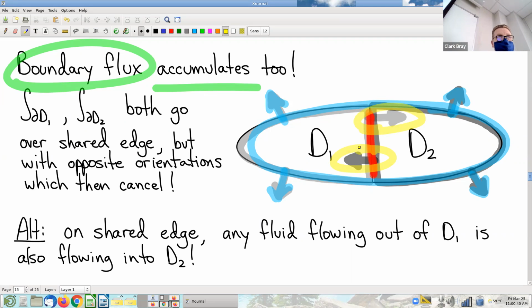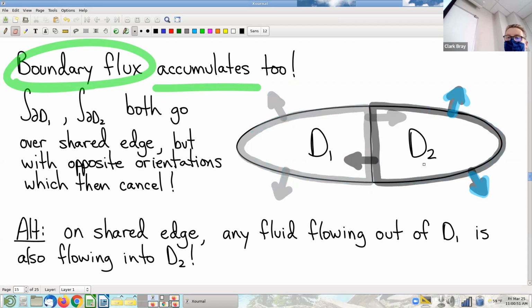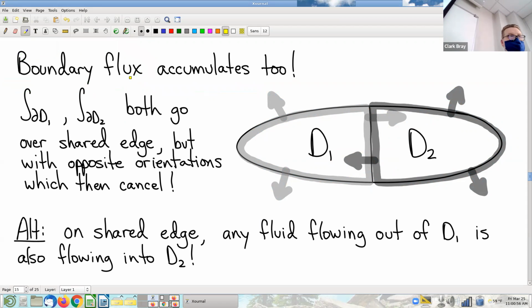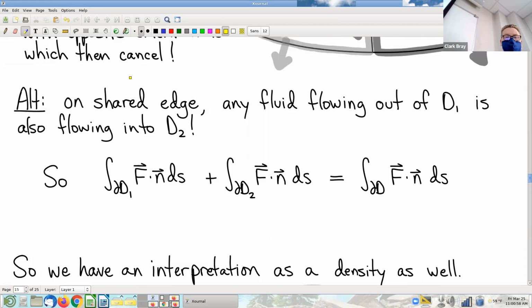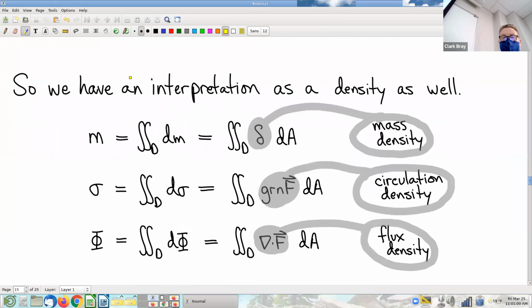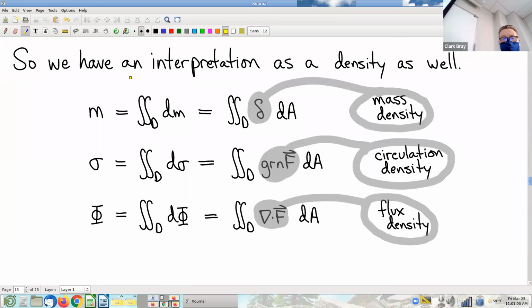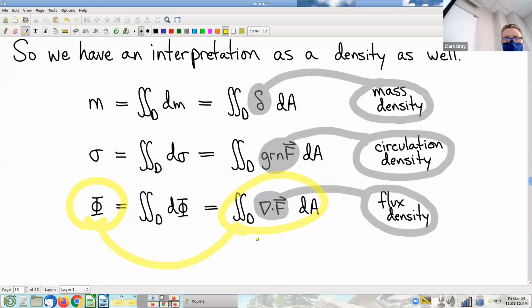What do you think? Everybody see how this works? Okay. So those canceling, we are left with exactly what we're supposed to. So boundary flux being an accumulating quantity, you can talk about its corresponding notion of density, and we already know what the answer is, so I'm just going to skip down to that. Here's the theorem we previously wrote down. Flux is a double integral of divergence.